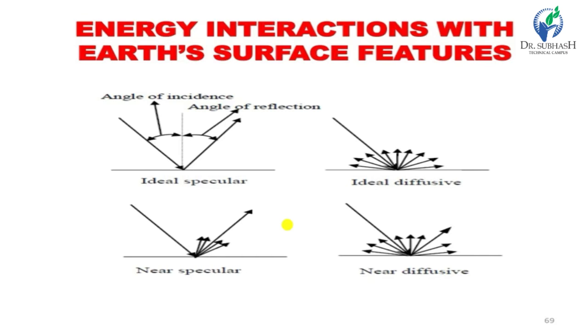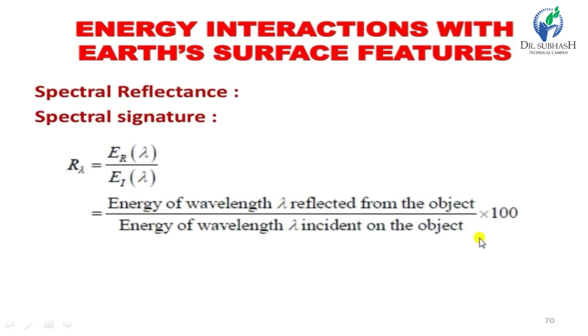In actual phenomena, nearly specular cases are formed. And in the near diffuse figure, we see that some of the energy is highly reflected and some of the energy is weakly scattered. So the near diffuse case is also created in natural phenomena. Now, these are the formulas for spectral reflection and spectral signature, to calculate how much energy of a wavelength is reflected from a particular object. It is called spectral reflectance.